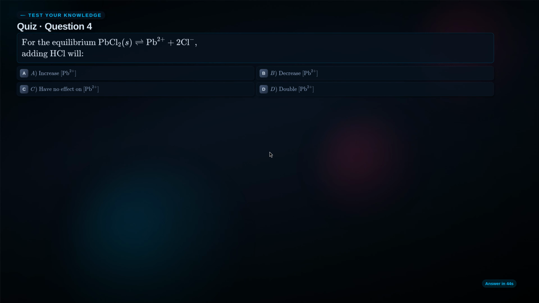Quiz question 4. For the equilibrium PbCl2 solid yields Pb2 plus 2Cl minus, adding HCl will do what? Option A, increase Pb2 plus concentration. Option B, decrease Pb2 plus concentration. Option C, have no effect on Pb2 plus concentration. Option D, double Pb2 plus concentration.